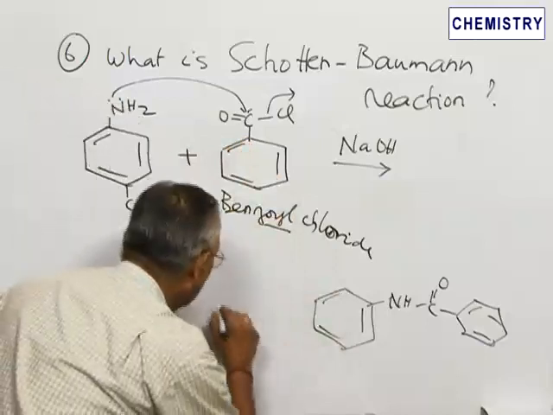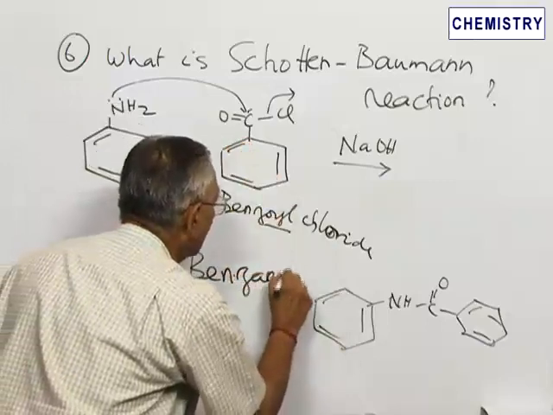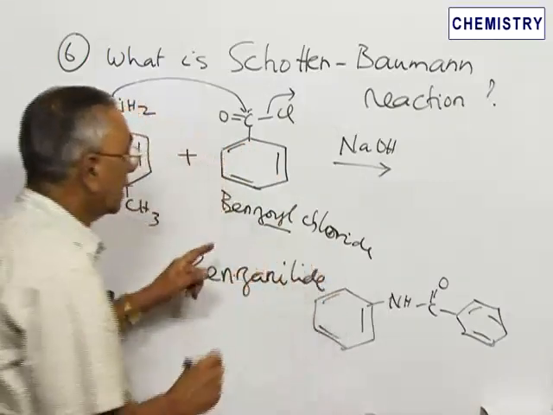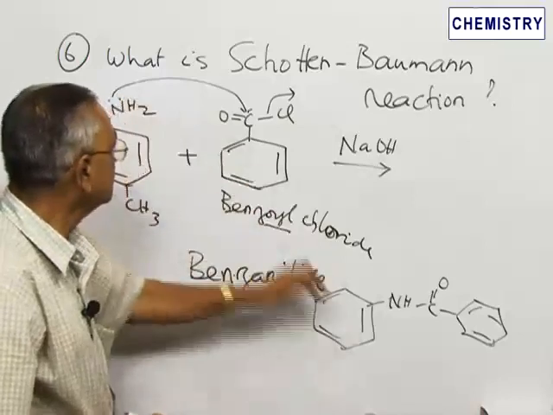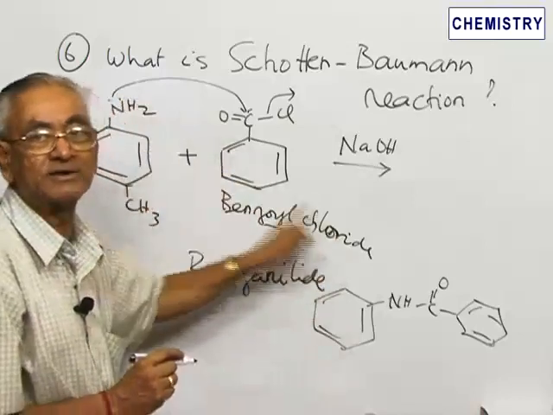as benzanilide. I will write the name of the compound. It is known as benzanilide. This is known as the benzoylation. The entire process, since we are introducing a benzoyl group on the amine, is known as the benzoylation reaction.